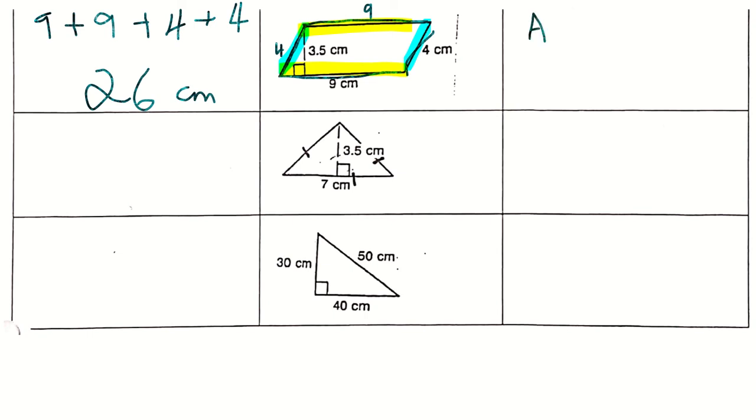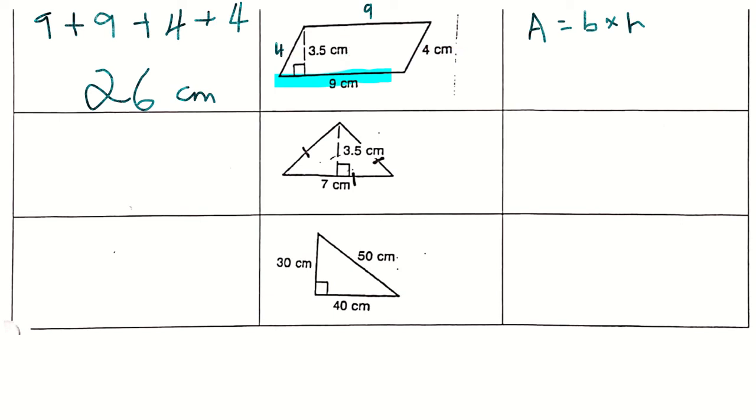Okay, now area is base times height. Okay, we actually have three different numbers here. We have a 9, which would be our base, and then we have this 4, which on a rectangle would be the height, but then we have this 3.5, and so we need to pick the correct one as the height. So listen carefully, this is important.